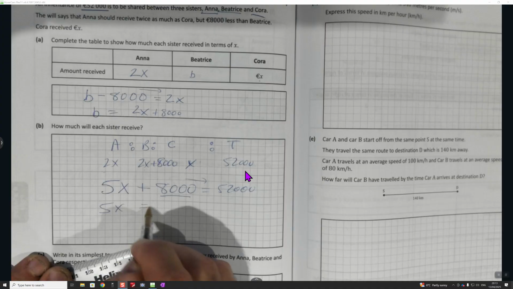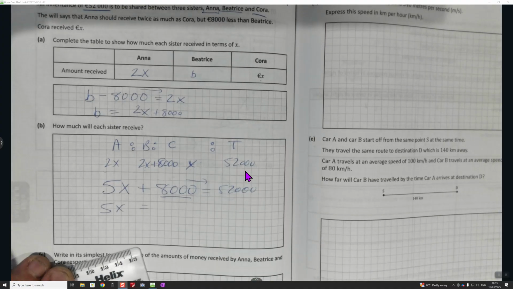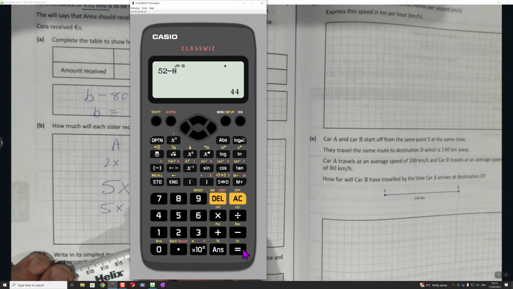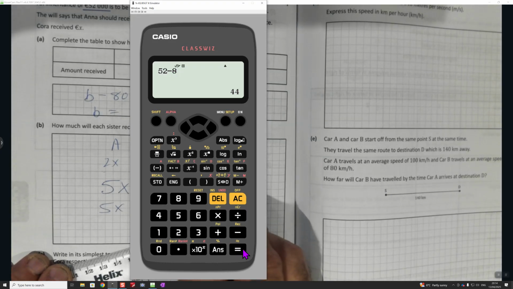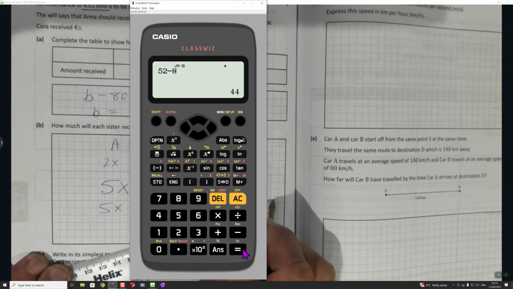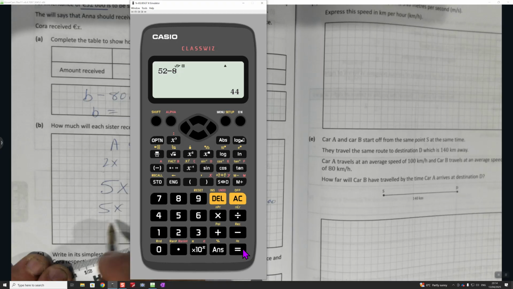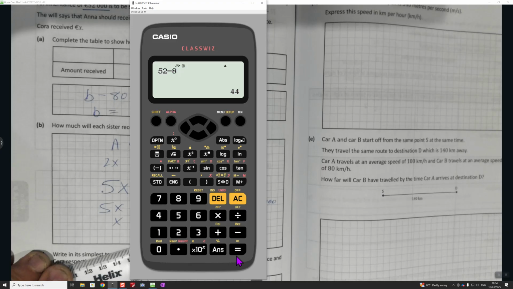We'll get 5X. Can we take 8 away from 52? Let's just take 52. Let's take 8 from 52. Okay, won't it be 44? It will. So 5X equals 52,000 minus 8,000, which is 44,000. Now we'll divide by 5 and we'll get X is equal to, let's just see what that is.